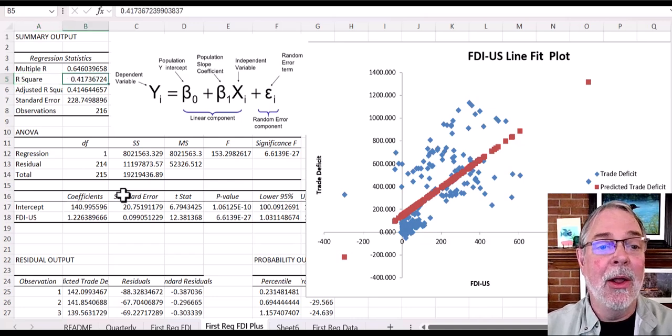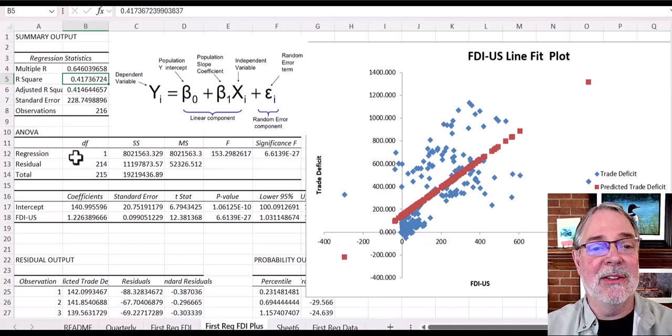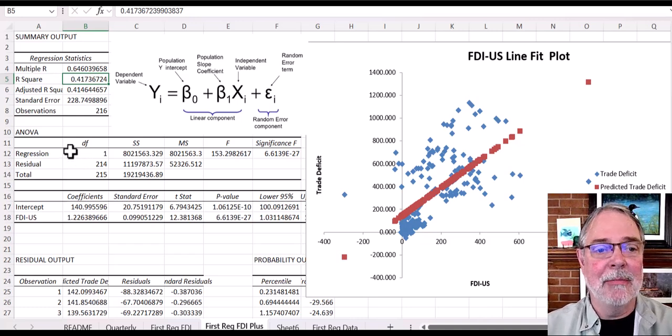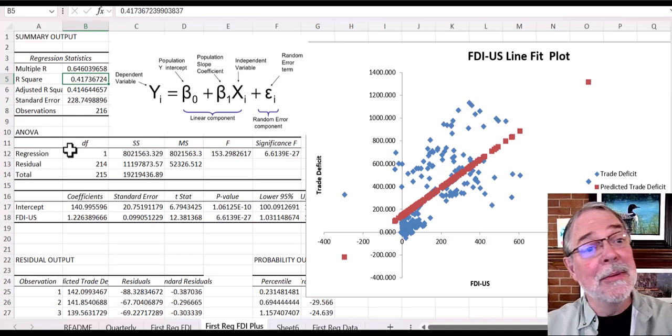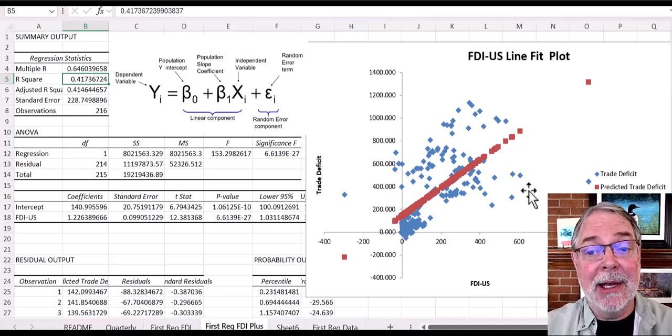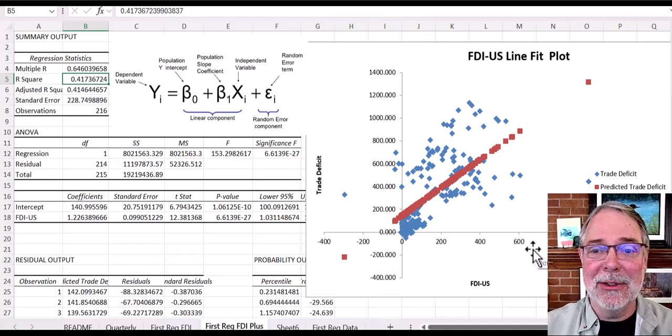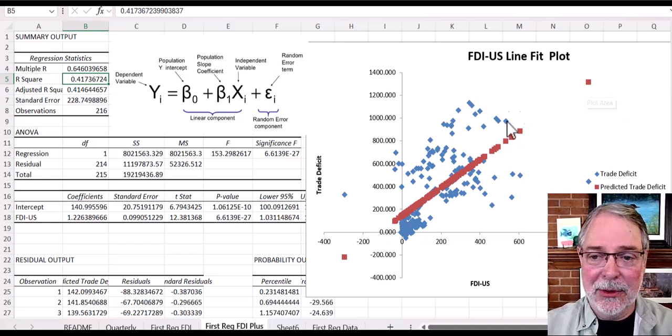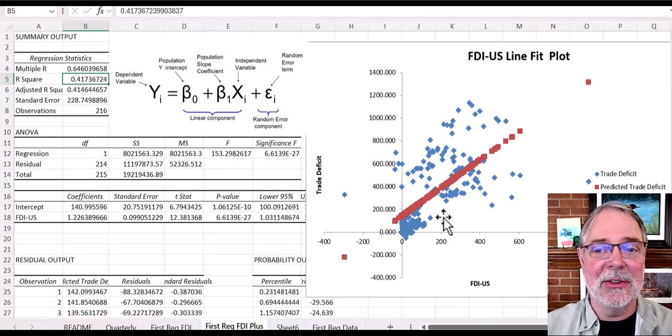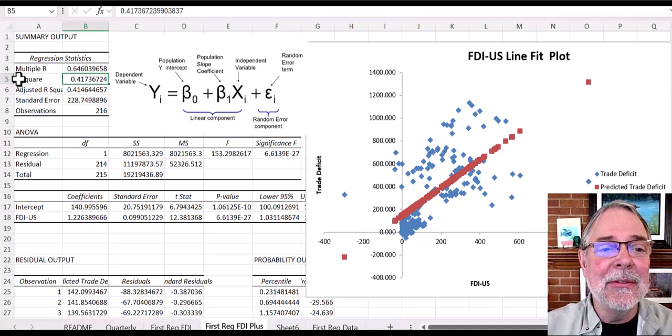Well, right there, it's basically 0.417, 41.7, or we could call it 42%. Not nothing, but not really a good fit. And can you just eyeball this graph over here and say, yeah, there's kind of an upward slope to this cloud. So yeah, but it doesn't really fit well. That's what this is, right?